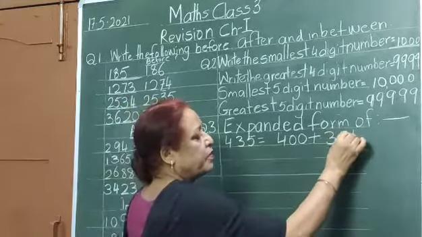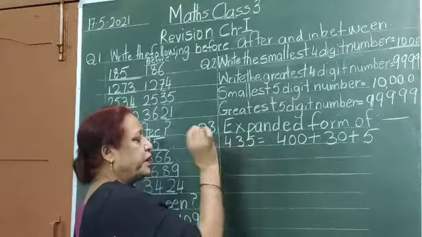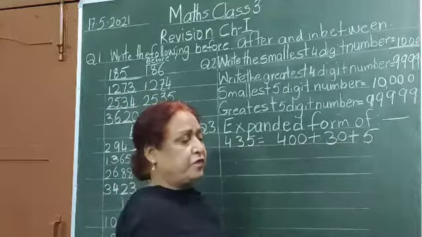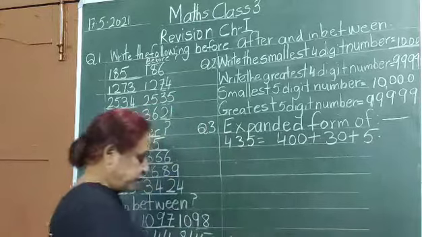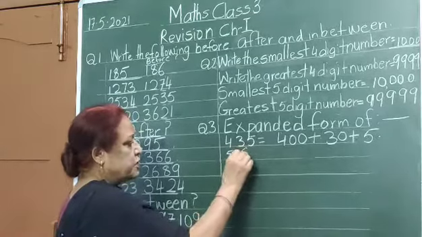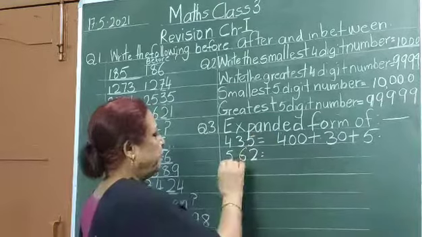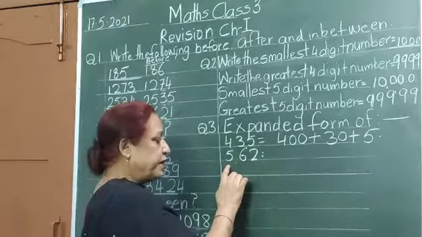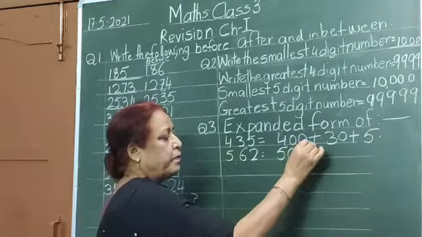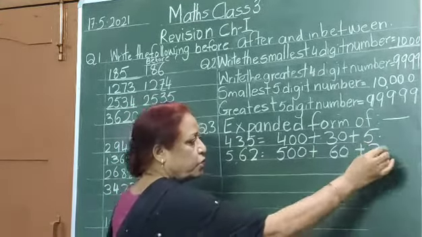435: here, 30, and the remaining 5. You will write 5 here like this. We'll read it again. 400 plus 30 plus 5. Okay. 562: 500 plus 60 plus 2. 500 plus 60 plus 2.